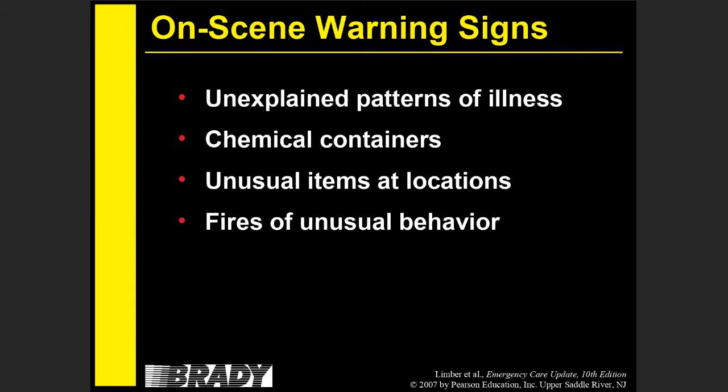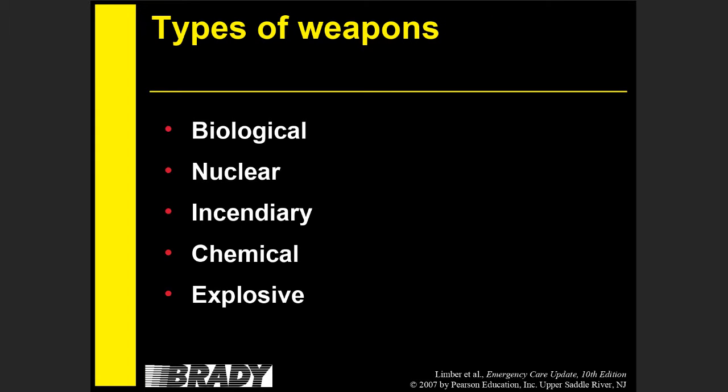Chemical containers found on the scenes, unusual items at locations like knapsacks that don't belong there, fires of unusual behavior, things that just tend to flash over way too quickly than a normal fire would, leading to the suspicion that some type of accelerant was used.